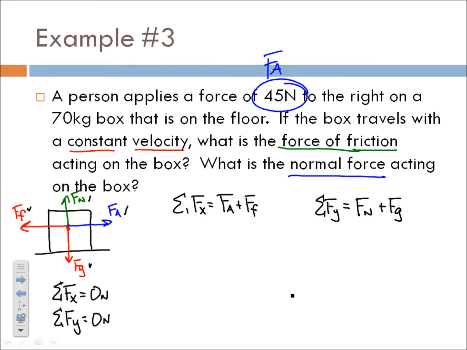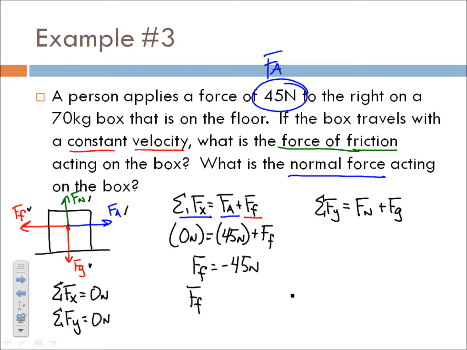I'll start by solving for the force of friction. That's right here in the first equation. To solve for that, I'm going to need to know the applied force and the net force in the x direction. I know the net force in the x direction is 0 because it's in equilibrium. I also know that the applied force is 45 newtons to the right, so I'm going to use a positive 45 newtons in my equation. Then I can solve for the force of friction because I have all of the other variables. I end up with negative 45 newtons, or in other words, 45 newtons to the left.